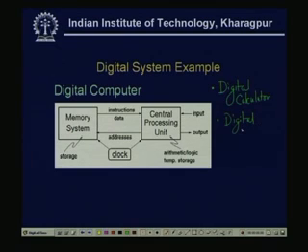Now, this class will mainly consider the digital computer as the digital system. If we learn all the parts, the way we have defined it, a system is a set of related components, and if here the components are digital blocks, then we say that this is a digital system.